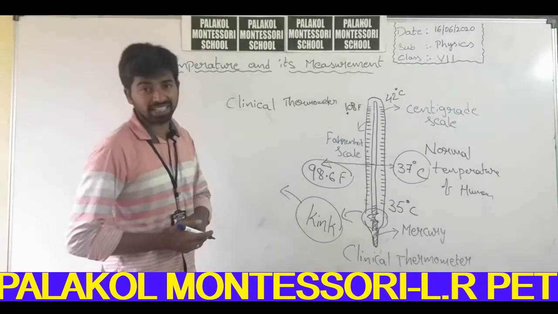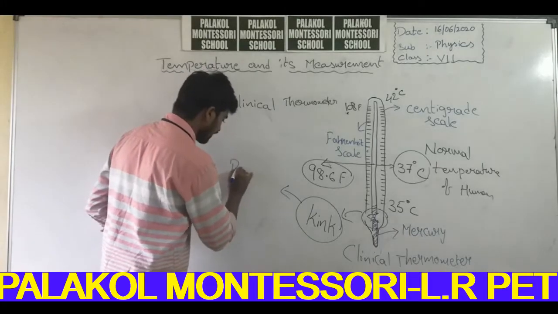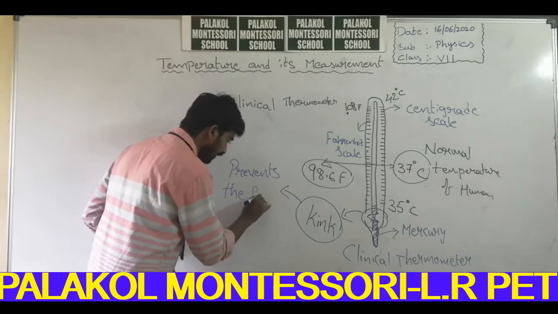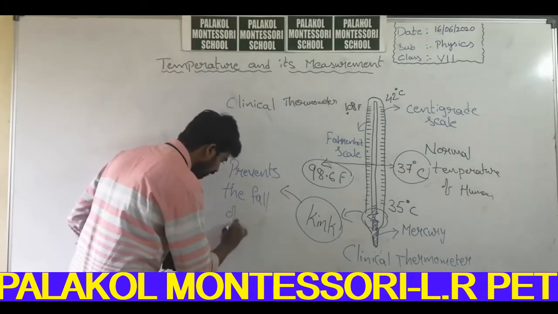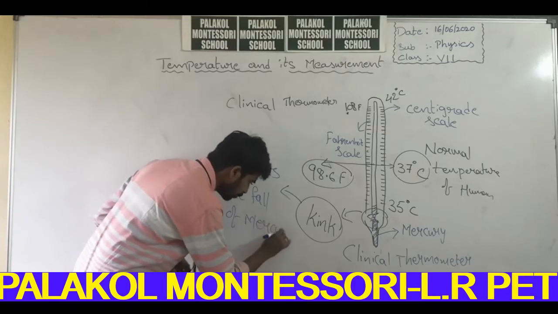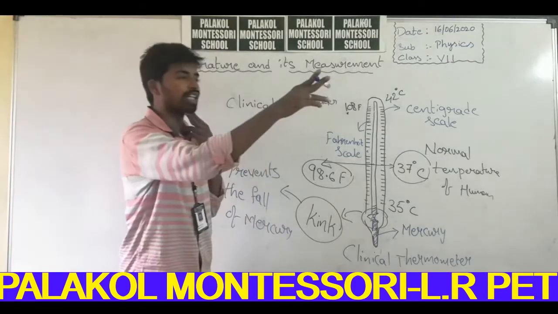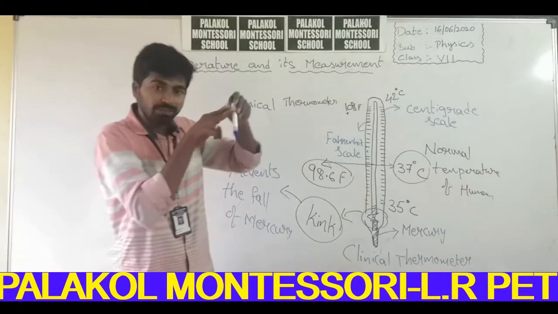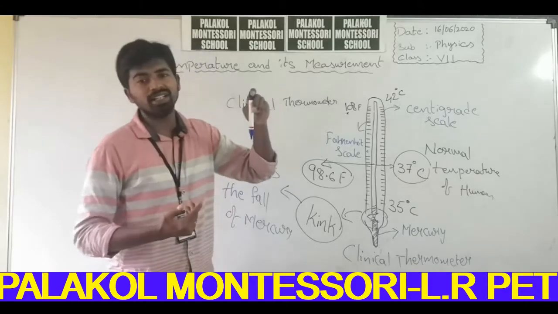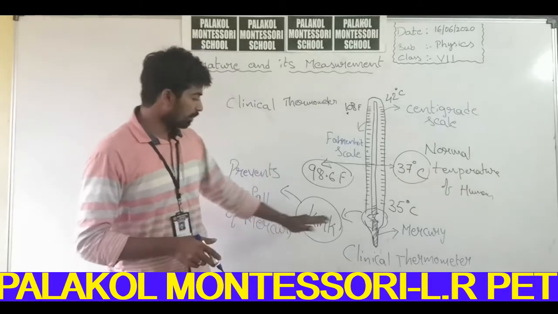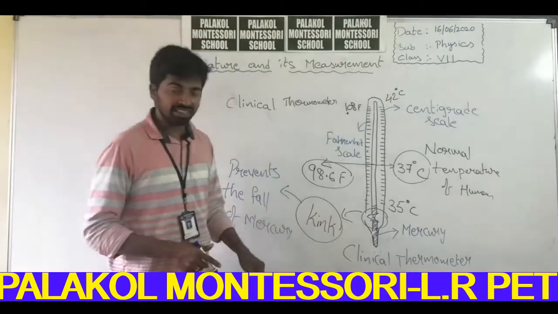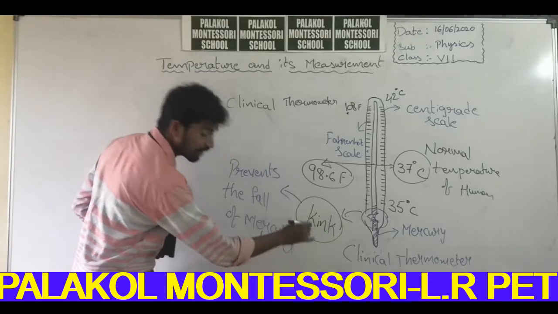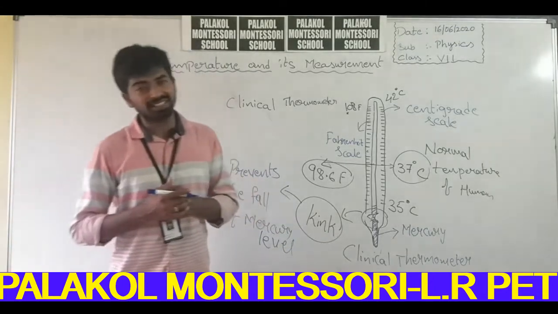What is the purpose of this kink? It prevents the fall of mercury level. Whenever you detach it from the human body, you can observe the mercury level doesn't fall, so that you can get the exact readings. If the mercury level falls, what will happen? You will get incorrect readings. So, what is the purpose of the kink in the clinical thermometer? It will prevent the fall of mercury level, so that you can get the exact readings.